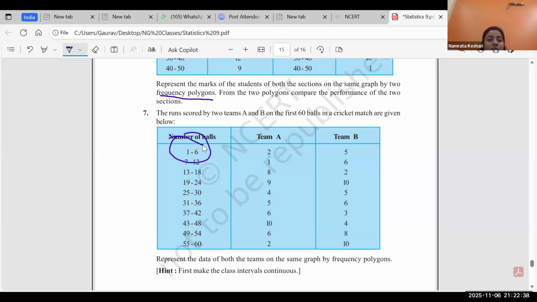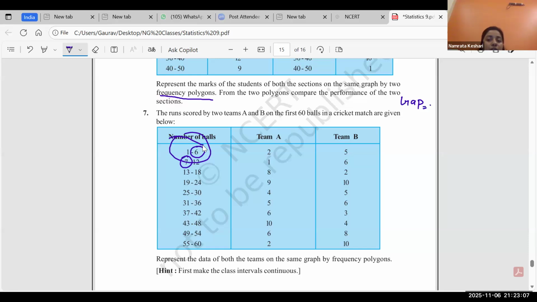But here, first of all, we will be making the data continuous before proceeding. See, whether you have to represent it in the form of histogram or frequency polygon, your data has to be continuous grouped data. So we will be making it continuous, and the process was to find the gap. Gap between the lower limit over here and the upper limit of the previous class. 7 and 6, the gap is 1.